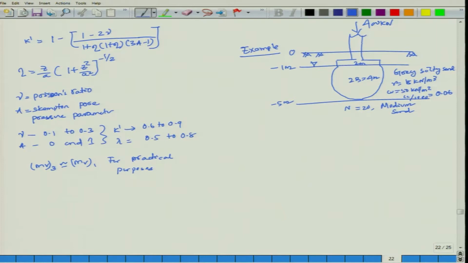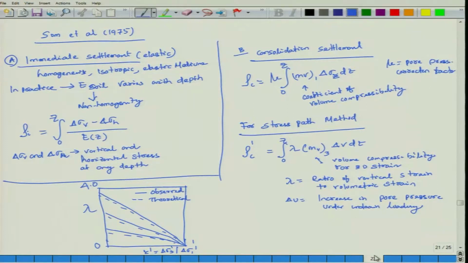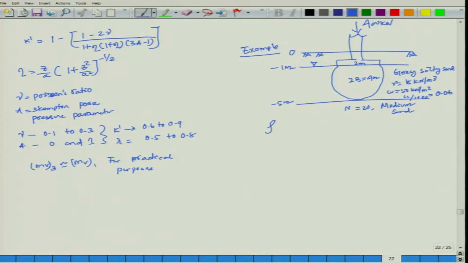Now, by means of the stress path method, rho c prime is equal to lambda times, the volume compressibility in 3D strain for practical purposes being equal to the volume compressibility for 1D strain. So I can put it in such a way that rho c prime is equal to lambda times rho c.